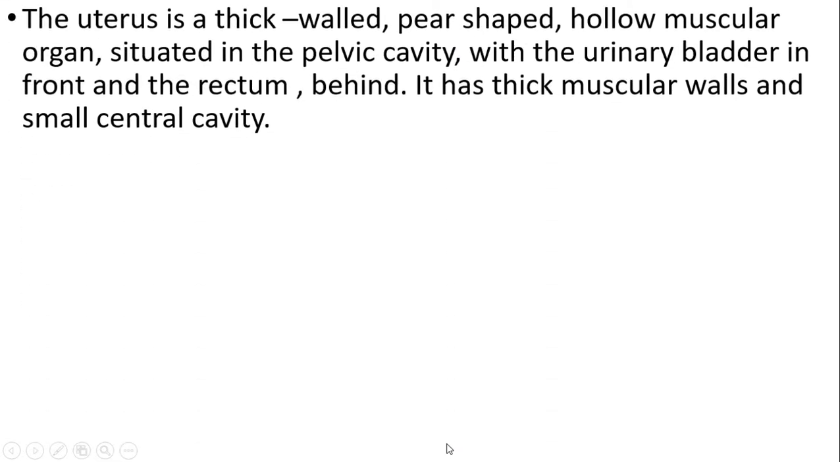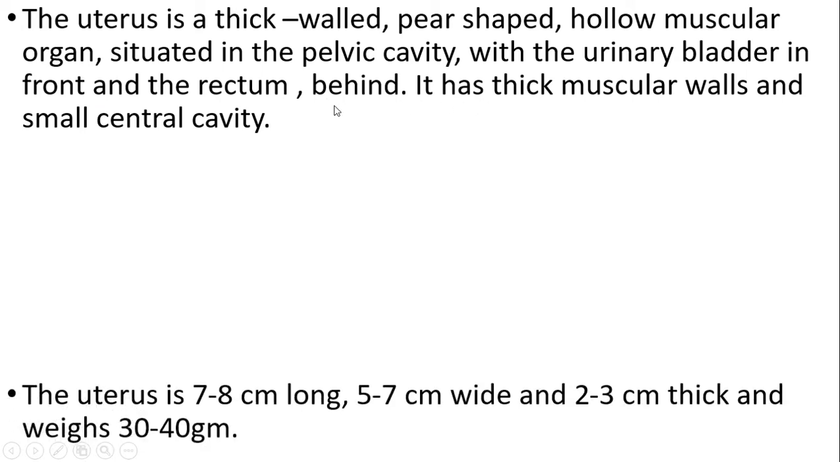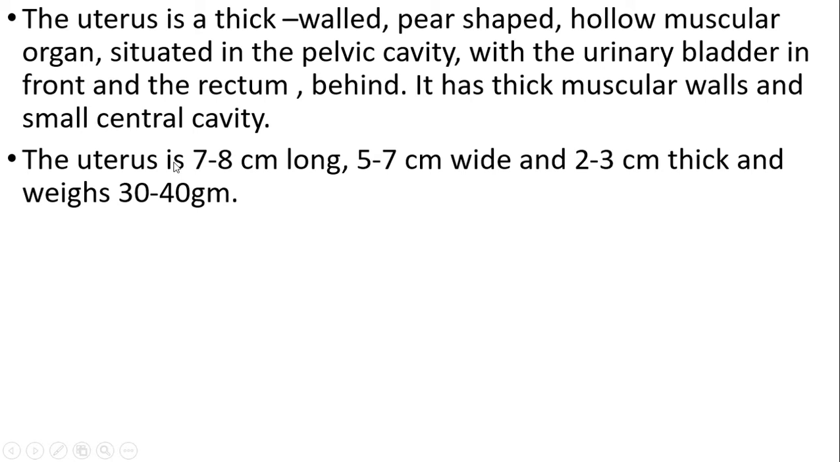So uterus is a thick walled, pear-shaped, hollow muscular organ situated in the pelvic cavity with the urinary bladder in the front and rectum behind. It has a thick muscular wall and a central narrow cavity. The uterus is 7 to 8 cm long, 5 to 7 cm wide, 2 to 3 cm thick and weighs nearly 30 to 40 grams.